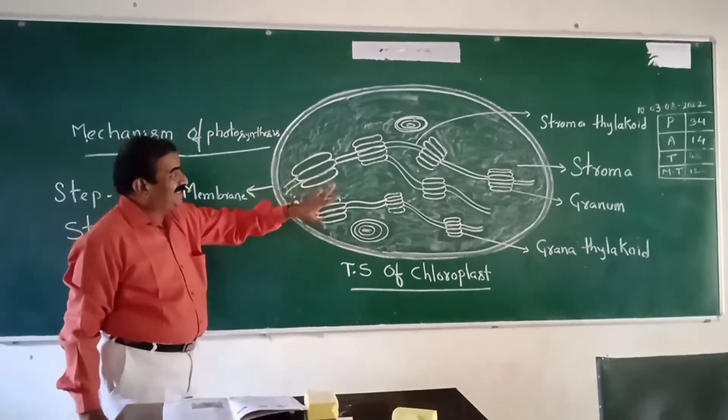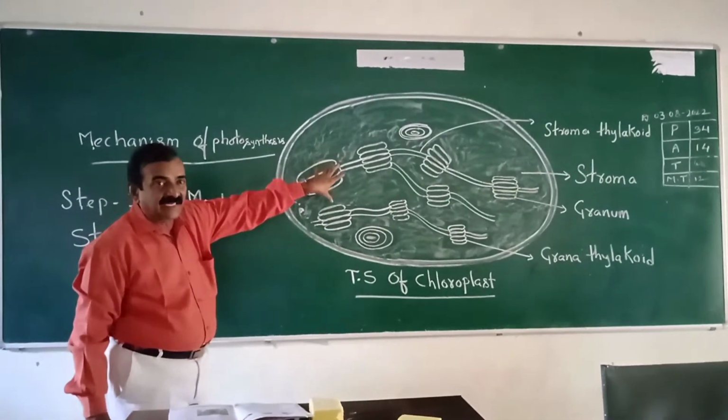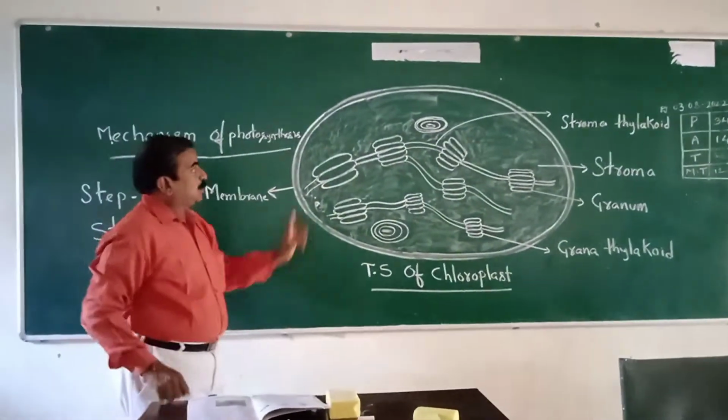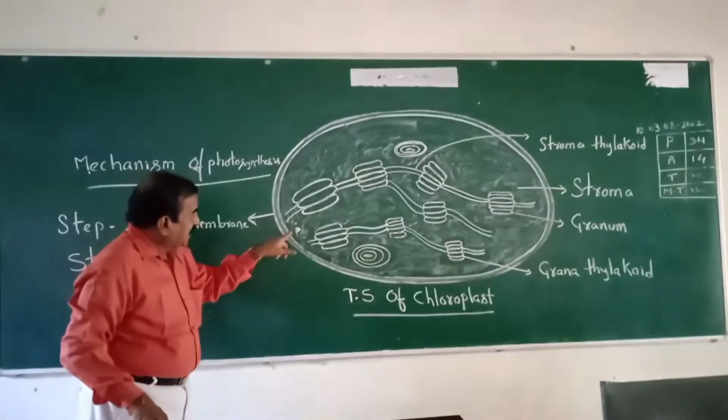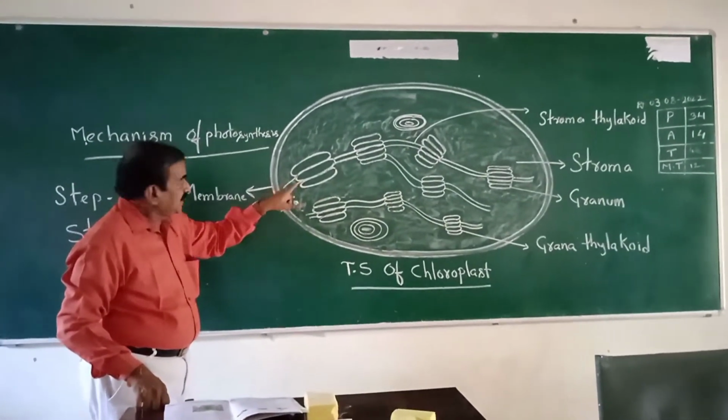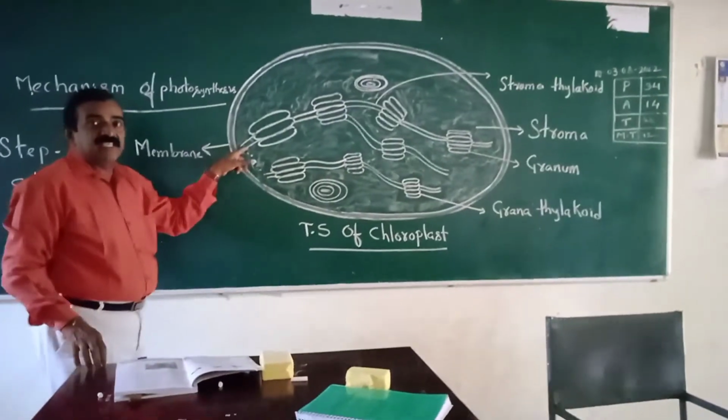in that tissue we see the presence of what? This is an organelle, the chloroplast. This is called chloroplast. This is the outer membrane, this is the second membrane, and this is the inner membrane.